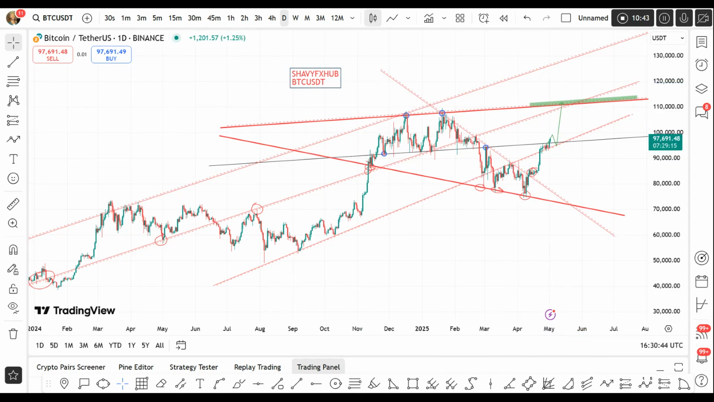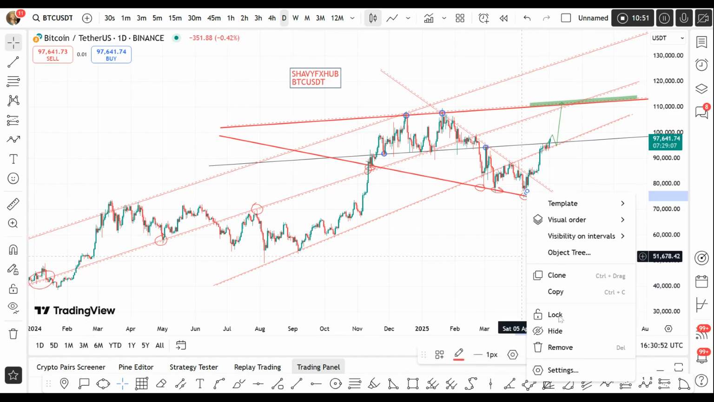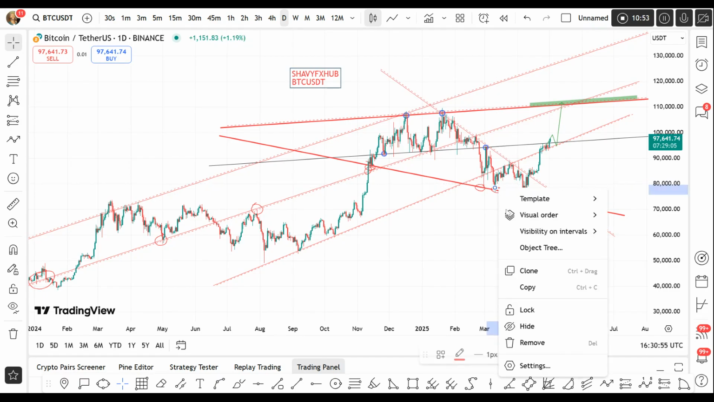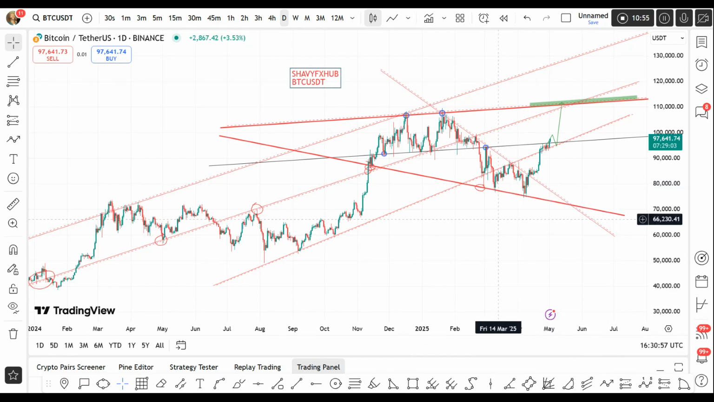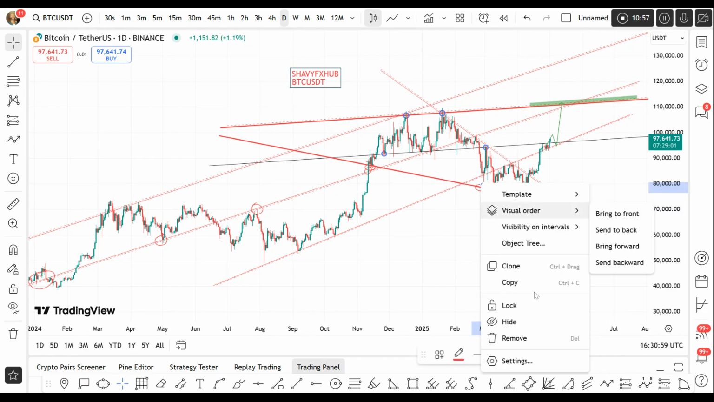Am I predicting the market? No, I'm not predicting the market. But what I'm saying is that the market has broken a major supply roof. So for the market to break a major supply roof, then you want to see a retest candle. And we are yet to get a retest candle.